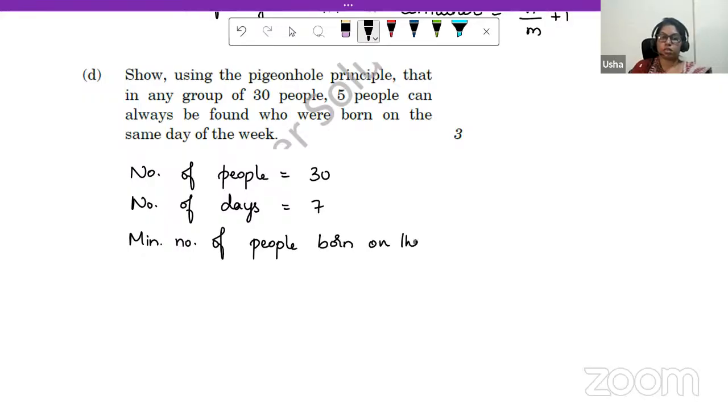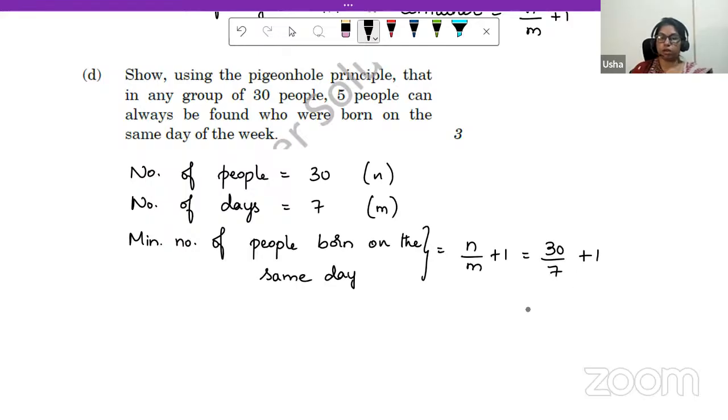Born on the same day is equal to n divided by m. So this is n, number of objects. This is m, which is number of containers. It is n by m plus 1, which is 30 by 7 plus 1. What is 30 by 7?